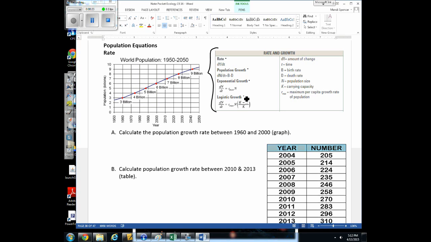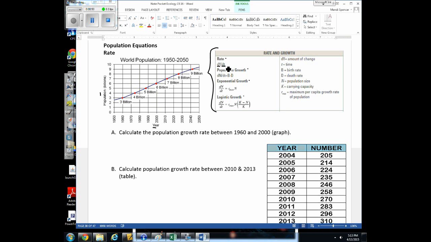Remember, rate is the change in something over the change in time. We show that on a graph: the change in the y-axis over the change in time. That's what those symbols mean. We can also calculate population growth rate by simply subtracting deaths from births. It gives us an indication of how the population is going to be increasing over time.